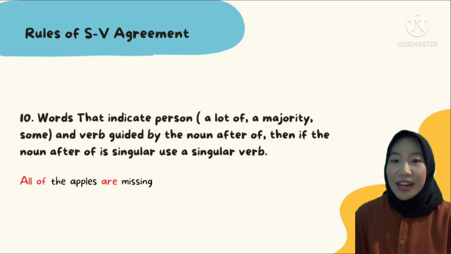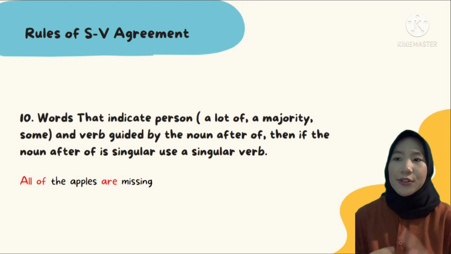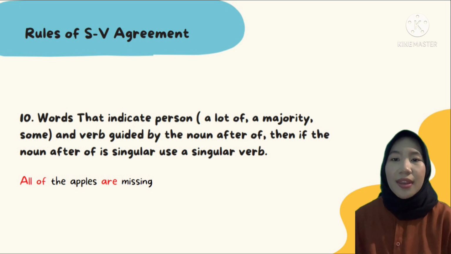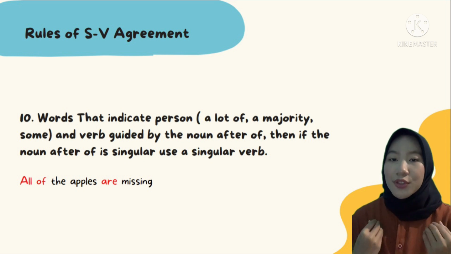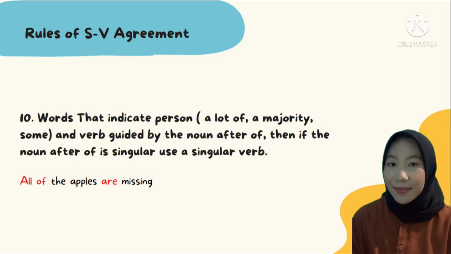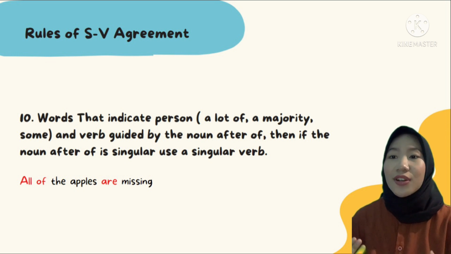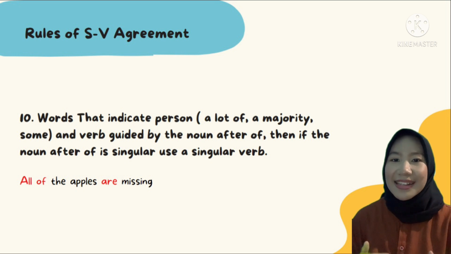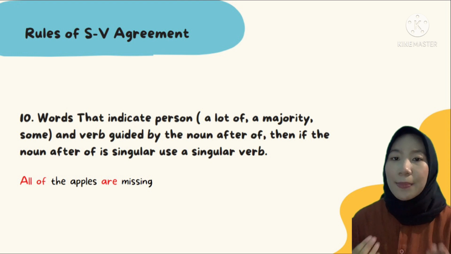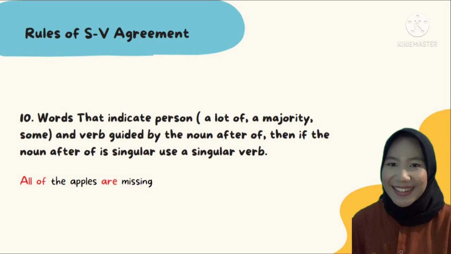And then, this is the last of our rules of subject-verb agreement. Words that indicate quantity, such as a lot of, a majority, and some, have the verb guided by the noun after of. If the noun after of is singular, we have to use a singular verb. Example: all of the apples are missing. We look at the words after of, that is the apples. The apples indicates plural, so we have to use a plural verb. So here it is: all of the apples are missing.